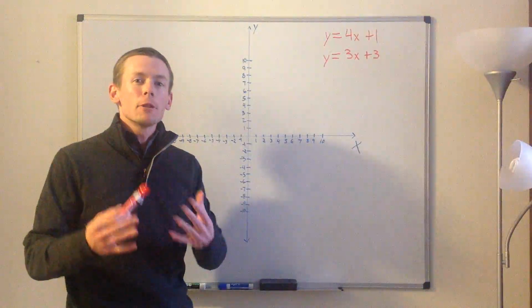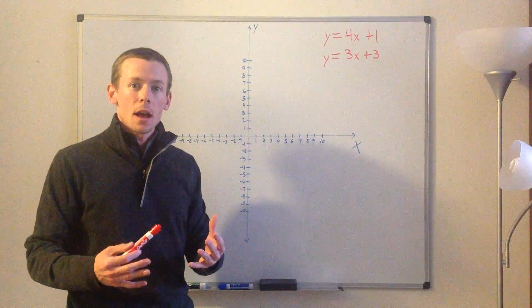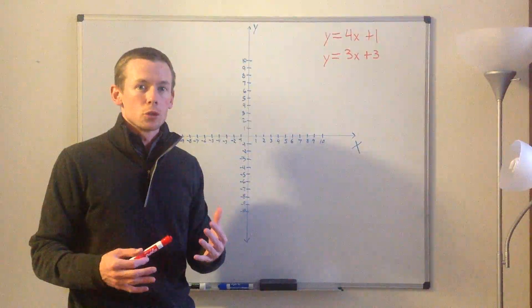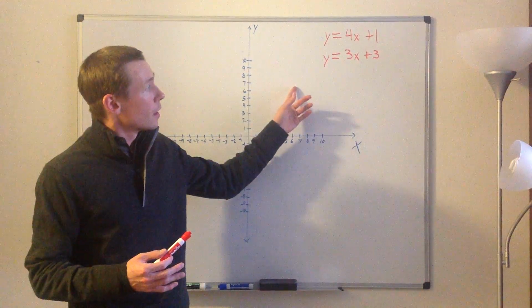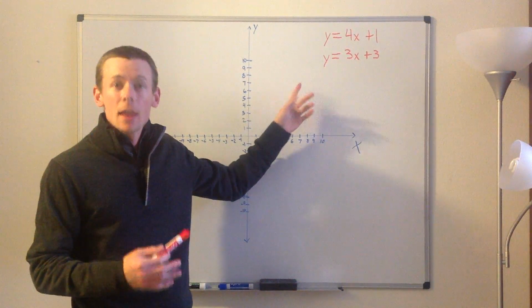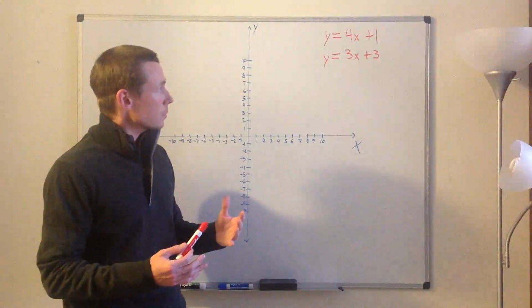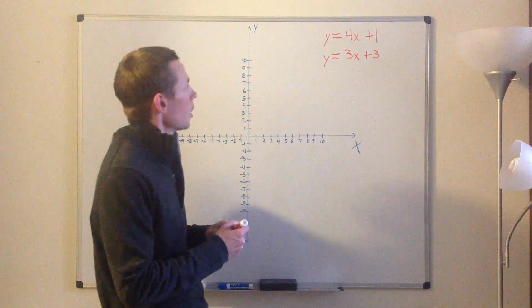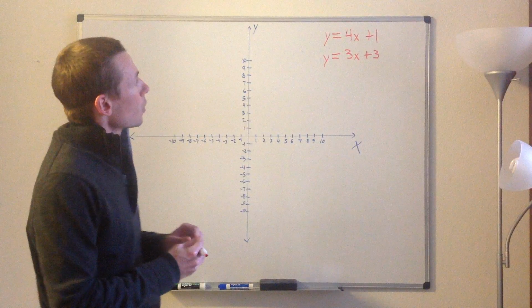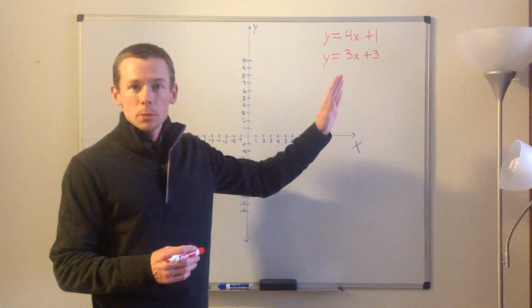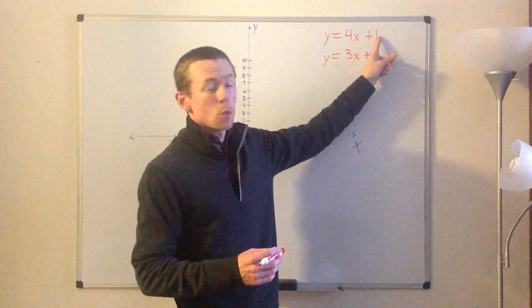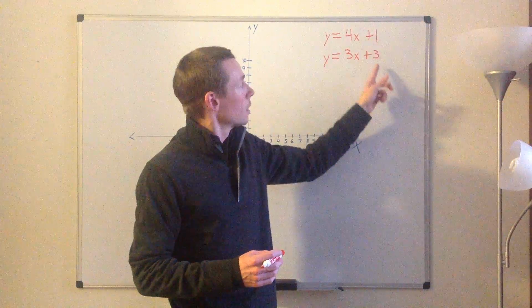Because remember, every point on the line of an equation makes that equation true. So if we find the point that they intersect, then that point would satisfy both equations. So let's go ahead and do that. So these are already in y equals mx plus b form, meaning this number here is the y-intercept.